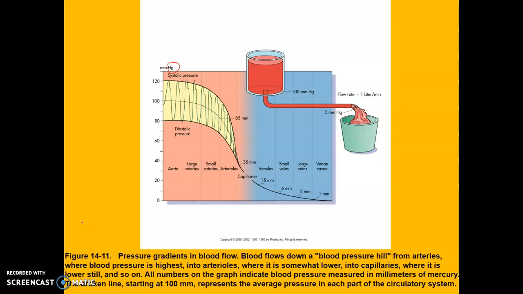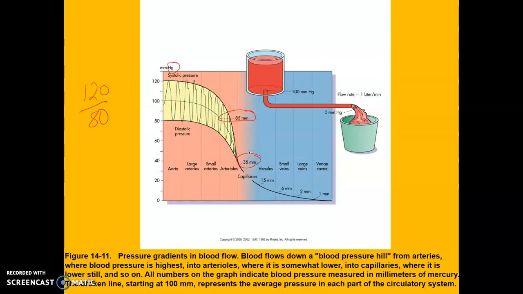Systolic and diastolic normal blood pressure is 120 over 80. There have been modifications recently, but we'll stick to 120 over 80 for now. The average is 85 millimeters of mercury. As we proceed from the aorta to large arteries, small arteries, and arterioles, right before the capillaries, blood pressure drops significantly from 85 average to 35 millimeters of mercury average.